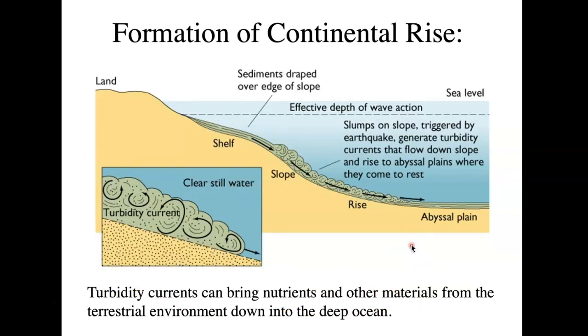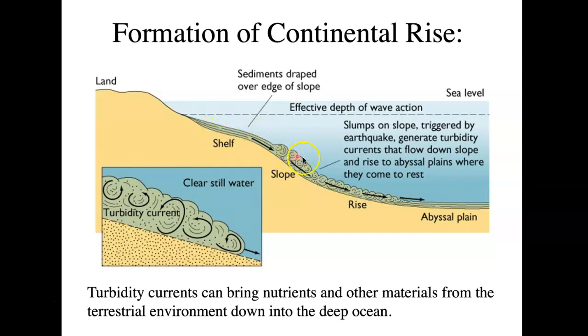Now the formation of the continental rise is fairly simple. Over time you have had things like earthquakes, or some major disturbance, that has triggered or generated something called a turbidity current. This is basically like an underwater avalanche of sediments. If you could picture an avalanche occurring on a steep slope with snow, that's kind of the same thing that's happening here, but with sediments.